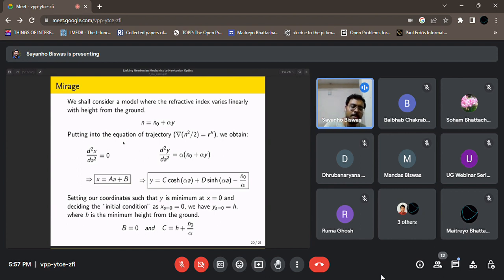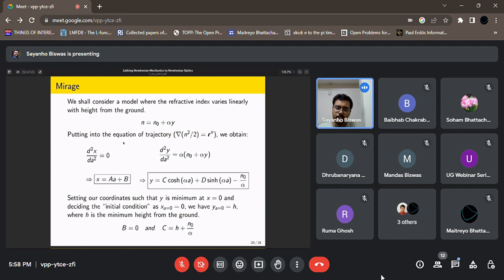That means we obtain that d square x by d a square is 0, and x is capital A small a plus B, where capital A and capital B are constants of integration. Similarly, we do a similar thing with the y component. We analyze the y component and come up with a differential equation, solving which gives this form, a hyperbolic cosine and a hyperbolic sine. Alternatively, you can also write this as e to the power alpha a and e to the power minus alpha a, a linear combination, instead of the cosine hyperbolic and sine hyperbolic parts.